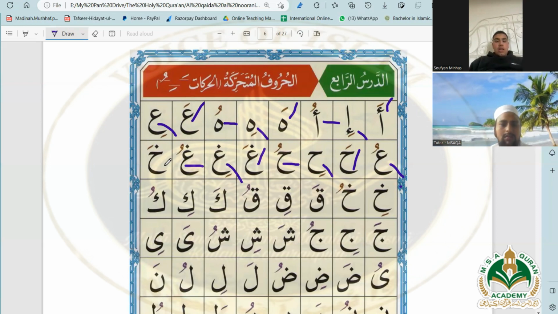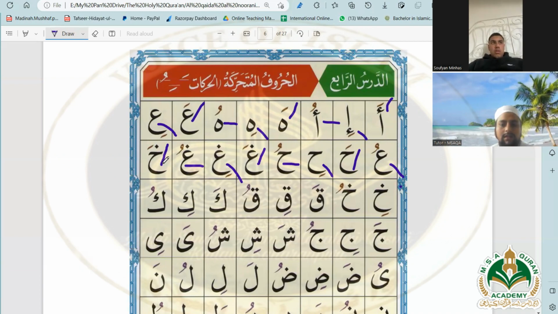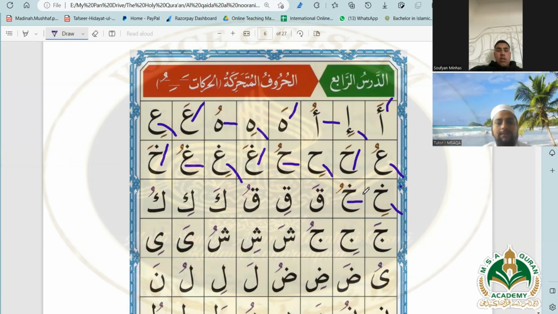Ha, Fatha, Ha. This one is not Ha, it has a dot on top. I forgot that one. If this letter comes without the dot, this is Ha. If the dot is under it, it is Jim. And if the dot is on top, this is Kha. So this Fatha one is Kha. Kha, Kasra, Khi. Dhamma, Khu. Kha, Khi, Khu. Very good.